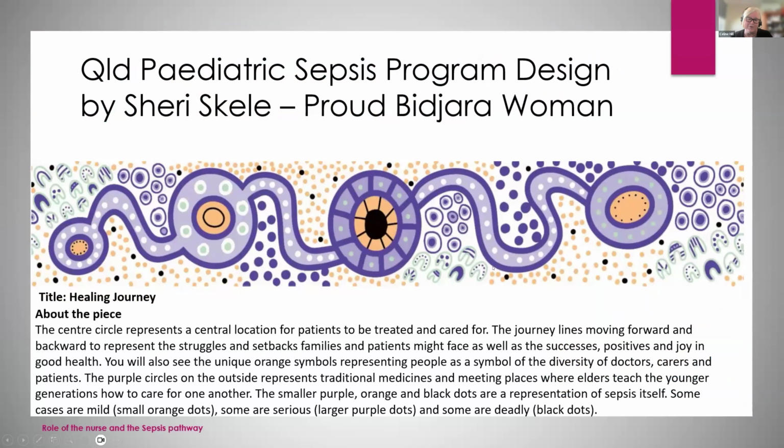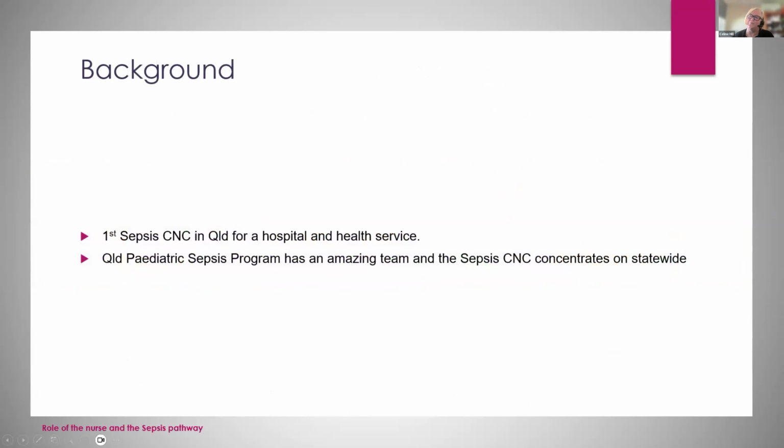We have quite a large Aboriginal and Torres Strait Islander population in Queensland, particularly in Metro North where I work. And we have the proud, beautiful artwork for our sepsis, and some of you may have seen this before. The centre circle represents the central location, like the hospital, and the journey moves forward and backwards through the struggles and setbacks. So it's really important to recognise that not all our patients will have the same healing journey, and it's important to recognise differences. I am the first CNC in Queensland for a hospital and health service.